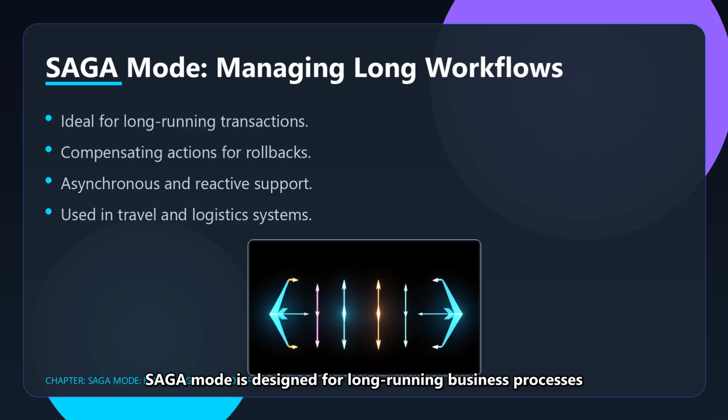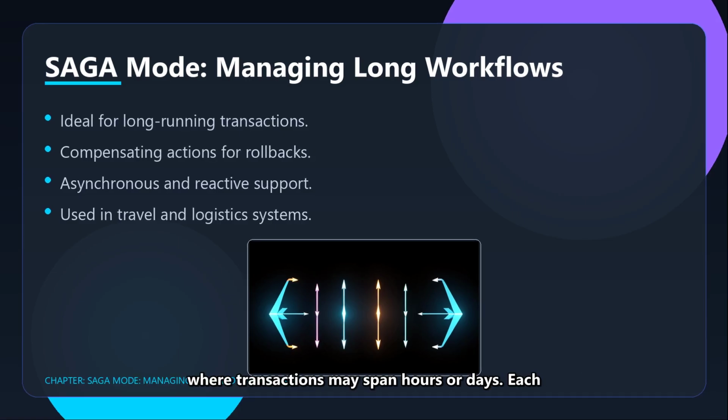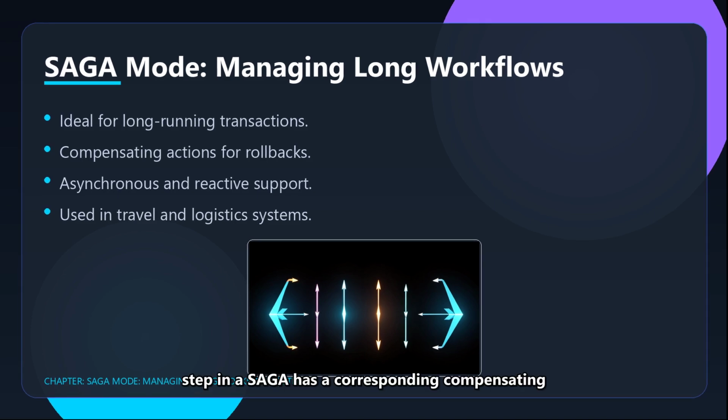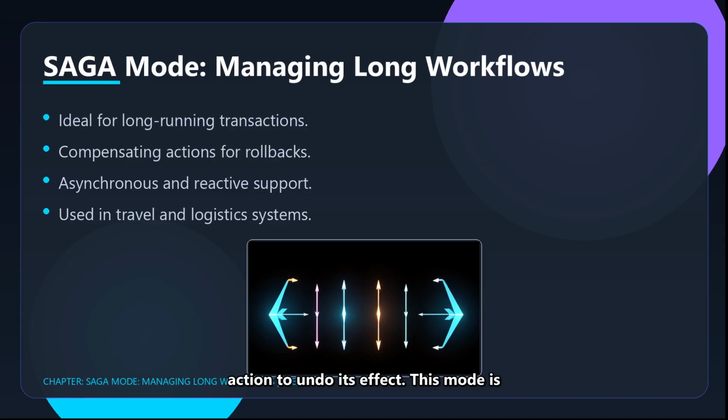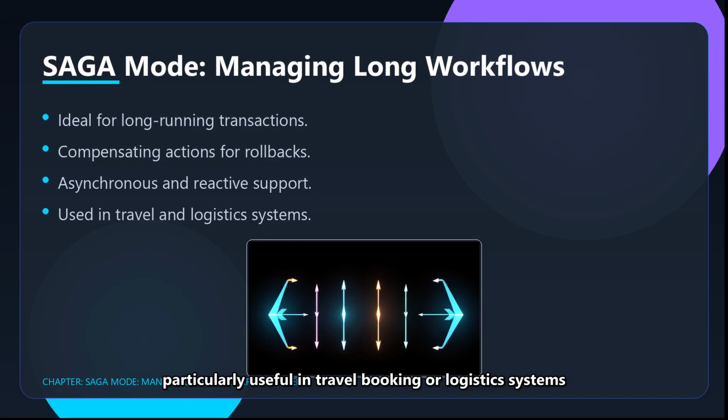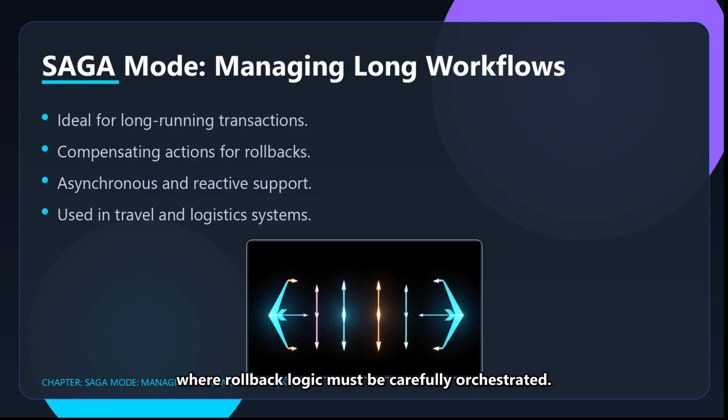SAGA mode is designed for long-running business processes where transactions may span hours or days. Each step in a SAGA has a corresponding compensating action to undo its effect. This mode is particularly useful in travel booking or logistics systems where rollback logic must be carefully orchestrated.